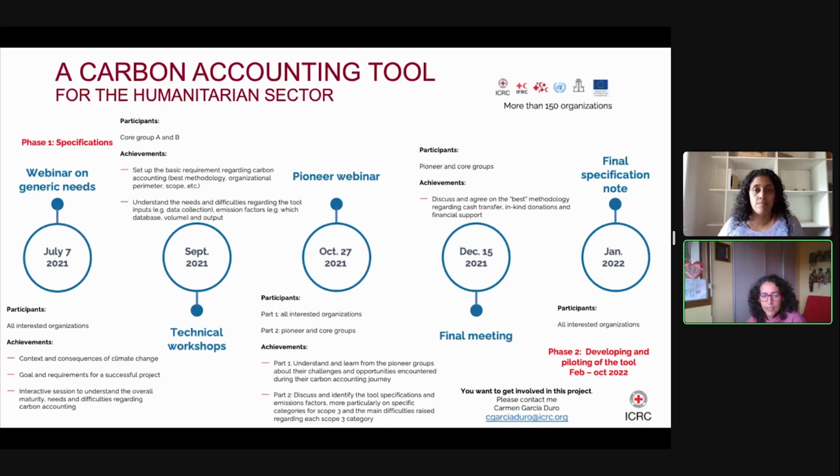We started, and there are the different steps of what we have been going through since we started in July. Okay, just before I go through the steps, I just want to say that we are more than 150 organizations participating. Even ECHO is participating in the project to make sure that donors are also part of it and understand what the challenges are and what is feasible and what is not.